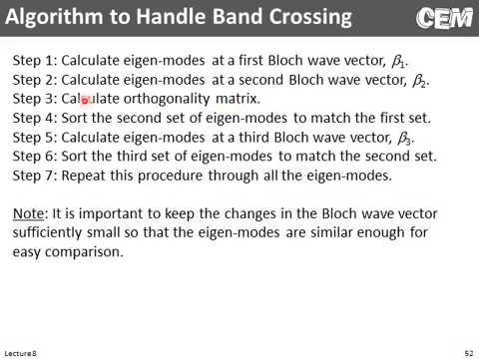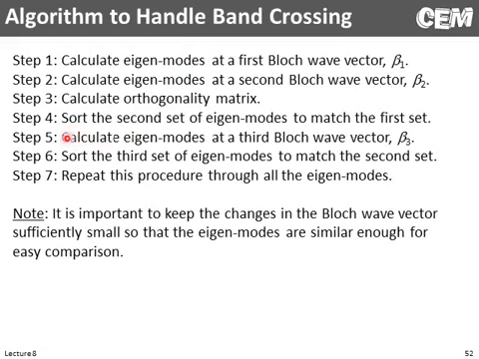We can calculate the orthogonality matrix. So if the eigenvector matrix associated with the first Bloch wave vector is V, and the eigenvector matrix associated with the second Bloch wave vector is V prime, here we would have V Hermitian transpose times V prime. And we get this orthogonality matrix, which is the almost identity matrix, but hopefully it's close enough that we'll figure out how to unscramble our modes. And that's what we do in step 4. We figure out how to unscramble the modes. And then in fact we unscramble the modes of the second case to match the first case.